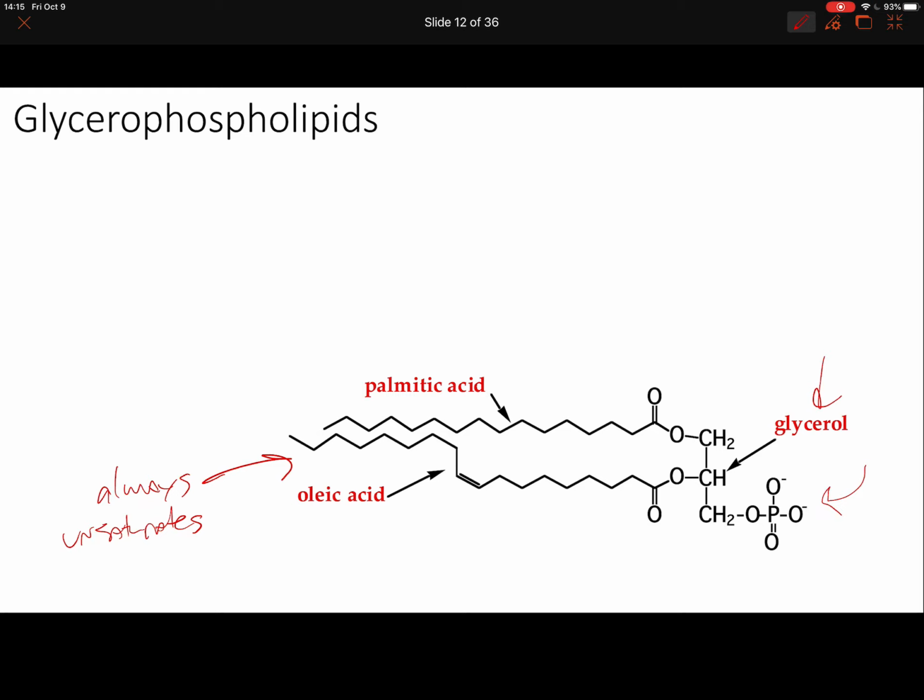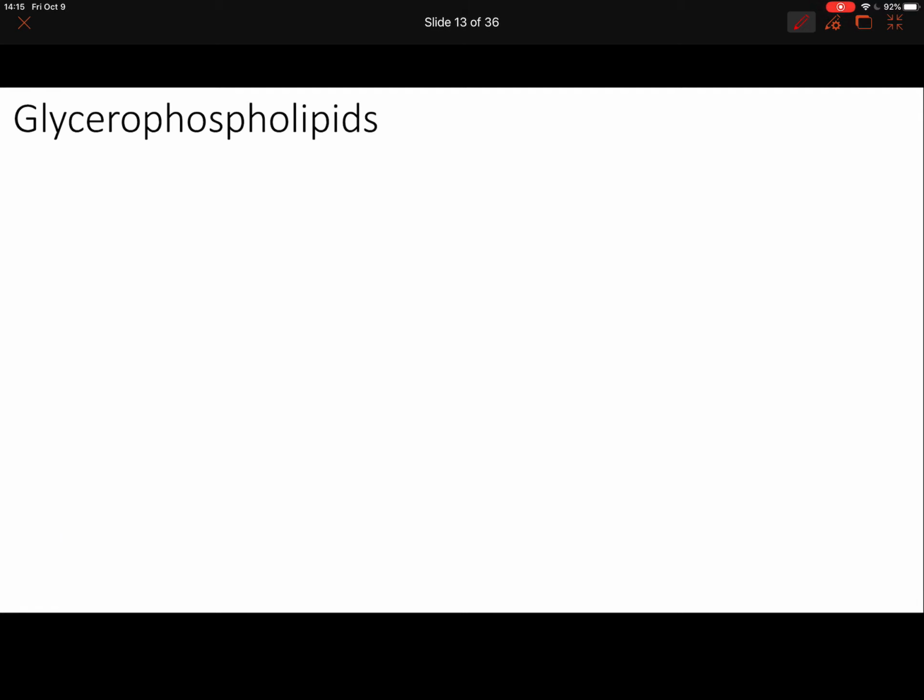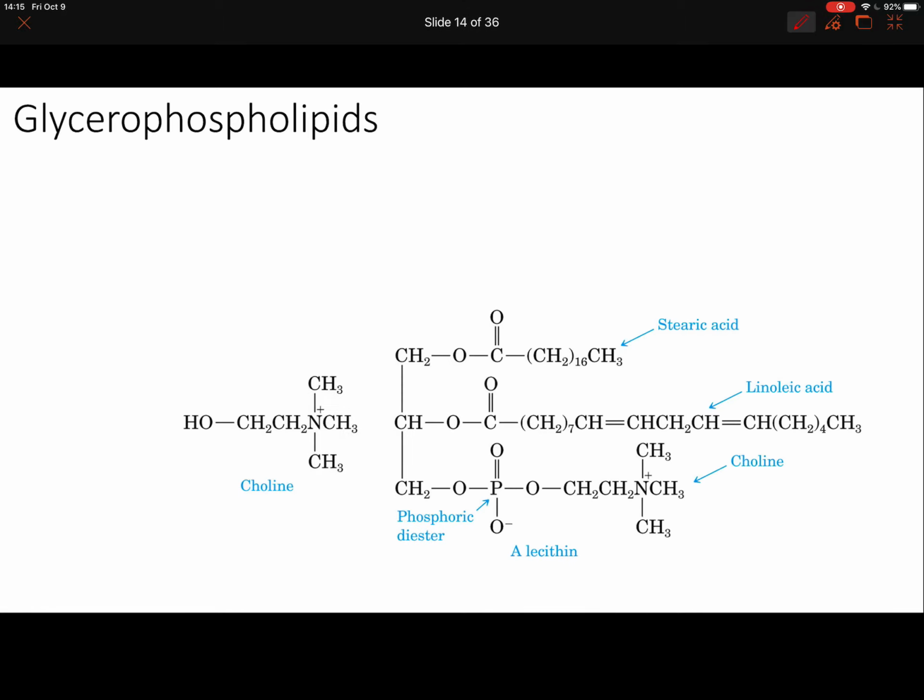Now, the structure of glycerophospholipids is very similar to that of fats. The alcohol is glycerol. 2 of the 3 hydroxyl groups are esterified with fatty acids. The 3rd hydroxyl group is esterified with that phosphoric acid. And I have a picture. And you can see here, this is that phosphodiester bond. It's a diester bond because of the second one.